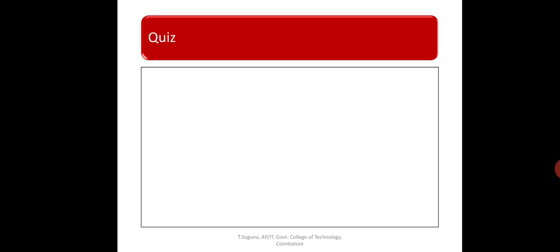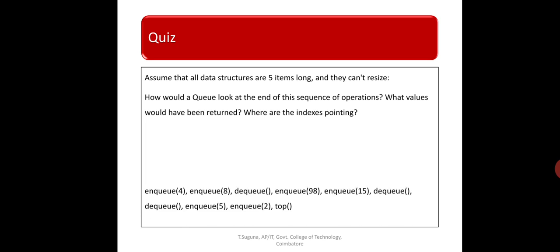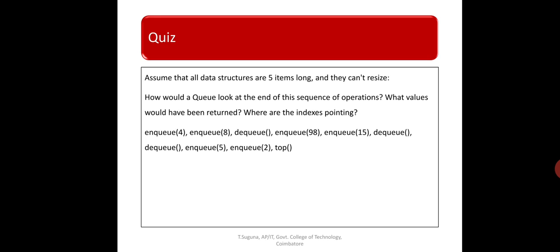We discuss a simple quiz for the understanding of operations on a queue. Assume that all the data structures are 5 items long and they can't resize. That is, the array size is fixed with 5 elements. How would the queue look at the end of the sequence of operations? What values would have been returned? What are the indexes pointing to? NQ4, NQ8, DQ, NQ98, NQ15, DQ, DQ, NQ5, NQ2, top.